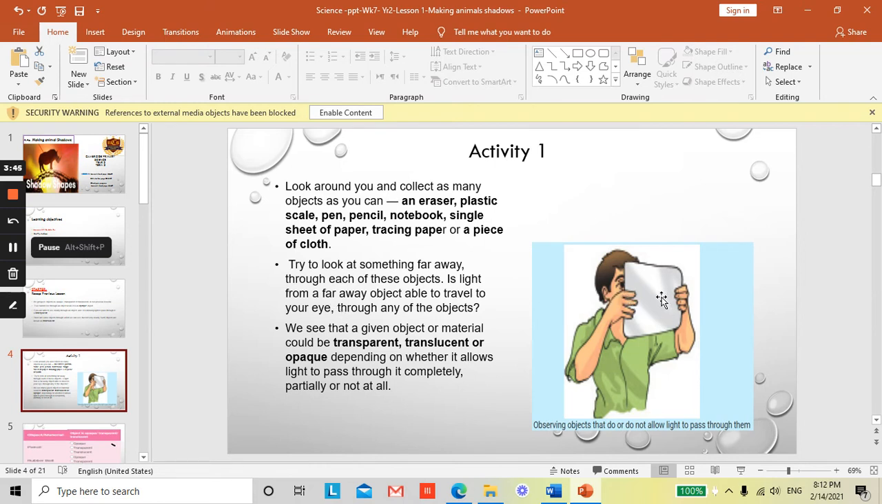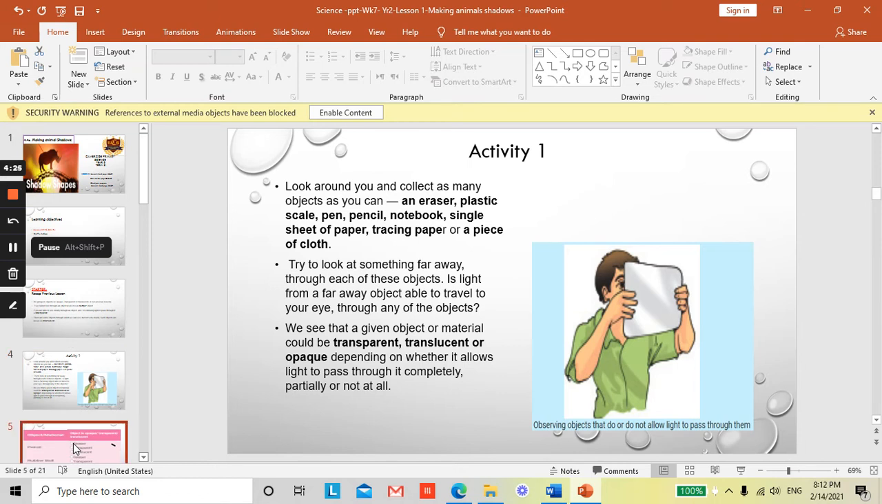So this boy is looking through a piece of paper. So do the same with the objects I told you to collect around where you are, and try to look if the light can travel through it. We can see that a given object or material could be transparent. So we need to find out if the materials are transparent, translucent, or opaque. And this will depend on whether it allows light to pass through it completely, partially, or not at all.